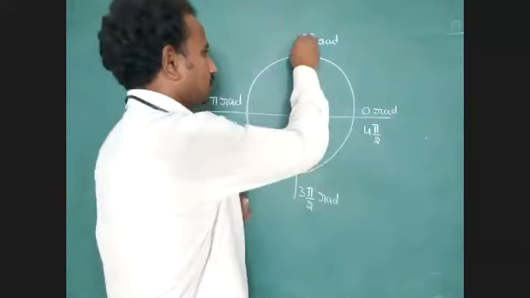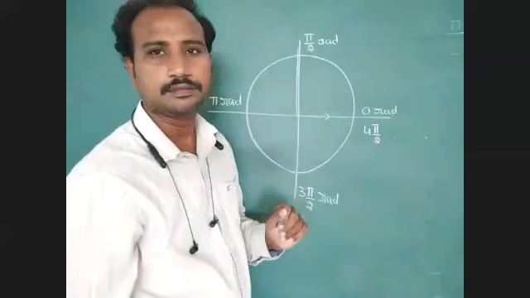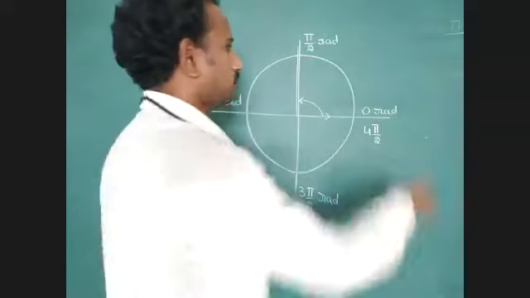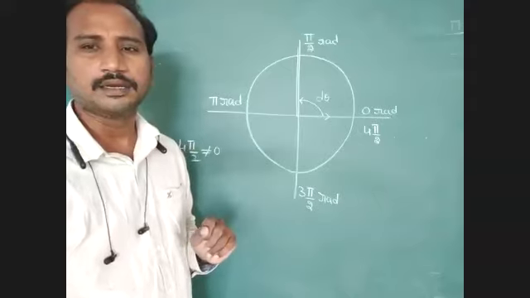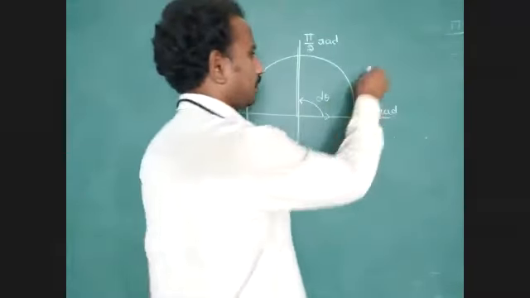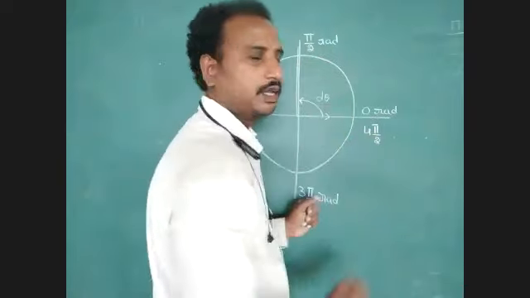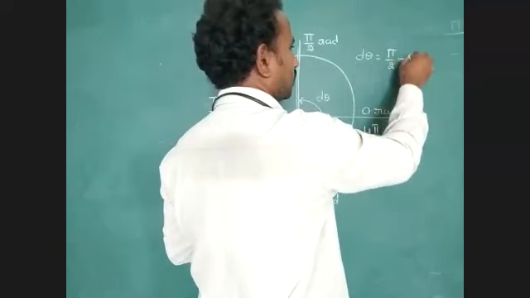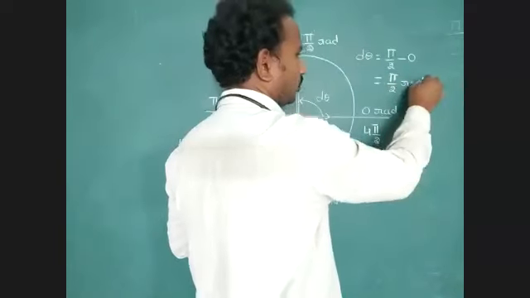Just identify, here we have to identify two conditions. From 0 radian to pi by 2 radian, what is the angular displacement? Angular displacement d theta equals final angle minus initial angle. So d theta equals final angle pi by 2 minus initial angle 0, which is equal to pi by 2 radian.